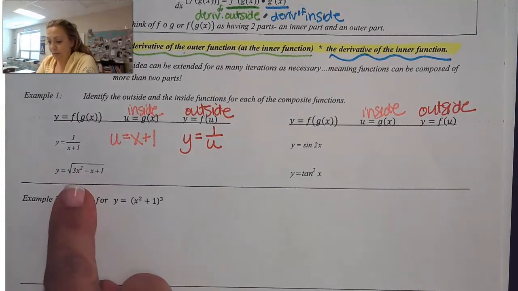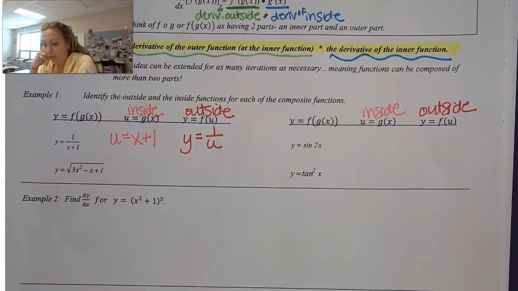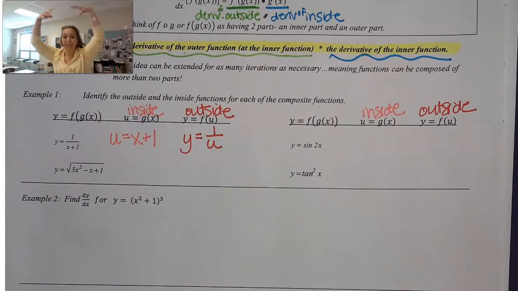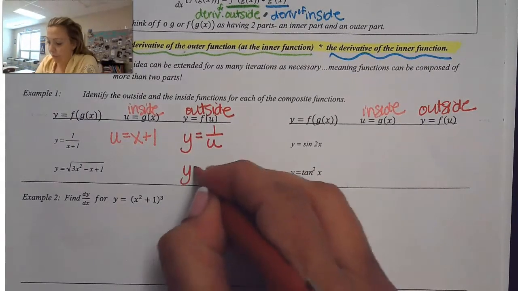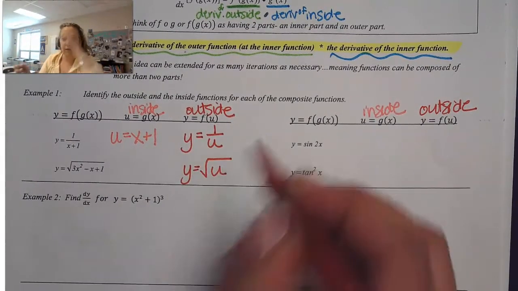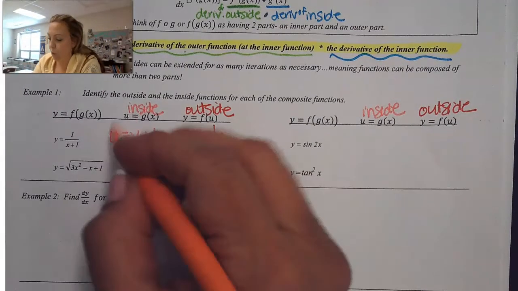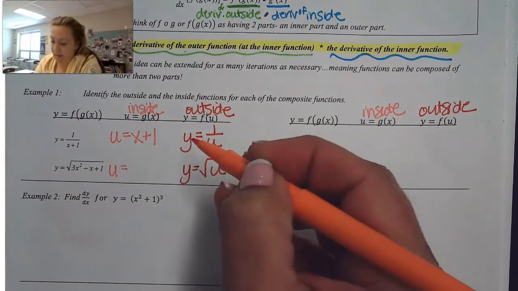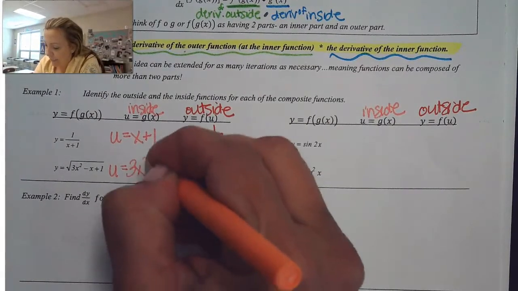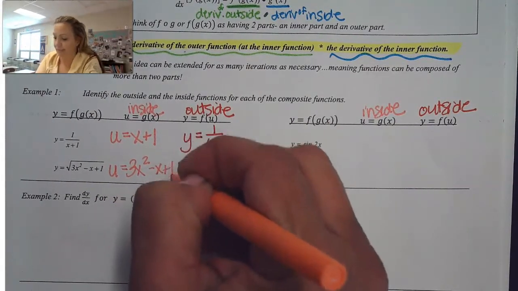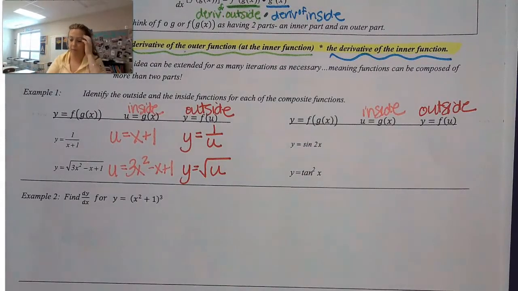In this next one, we have y equals the square root of 3x squared minus x plus 1. So what's going on in the big picture? We're taking the square root, right? Y is the square root of something. What is that something? That something is the 3x squared minus x plus 1.